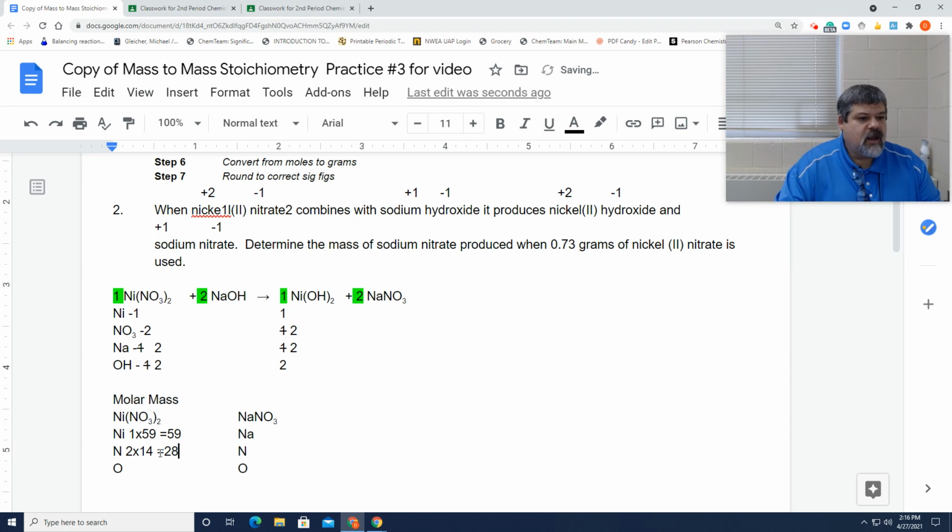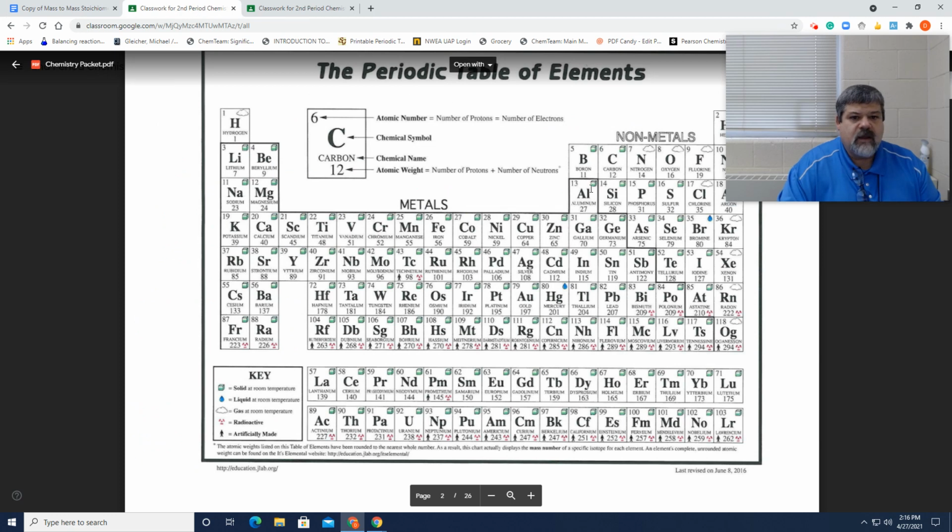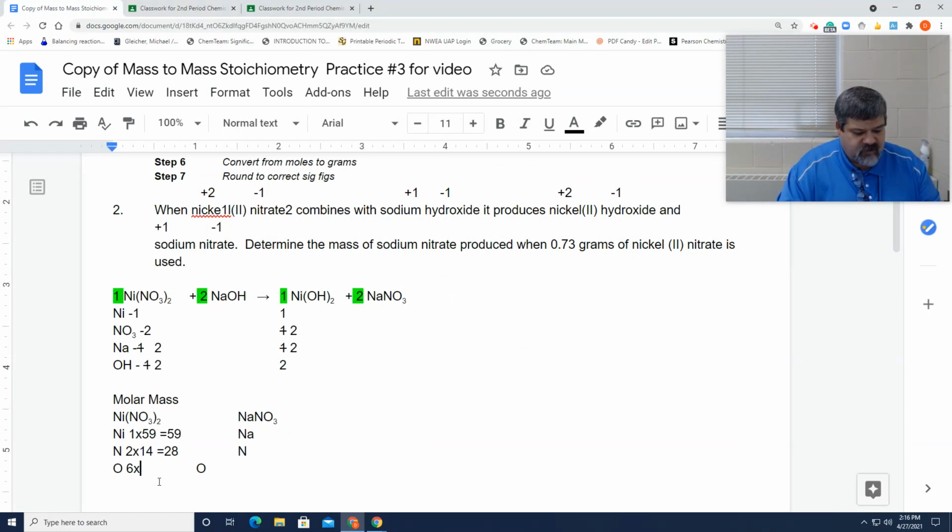Okay, and then we're going to do our oxygen. I have 3 oxygen, but I have it 2 times, so that means I have a total of 6 times the molar mass of oxygen. We look at oxygen right there, it's 16. So we'll go back to our problem and put in 16. And what that's going to equal, I believe, is 96.